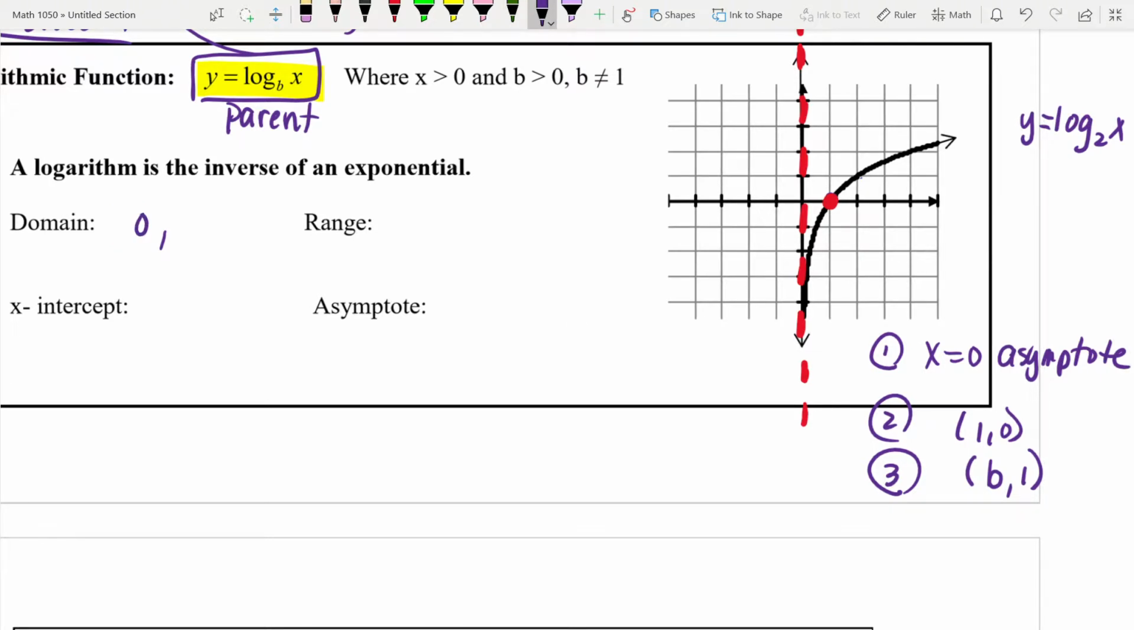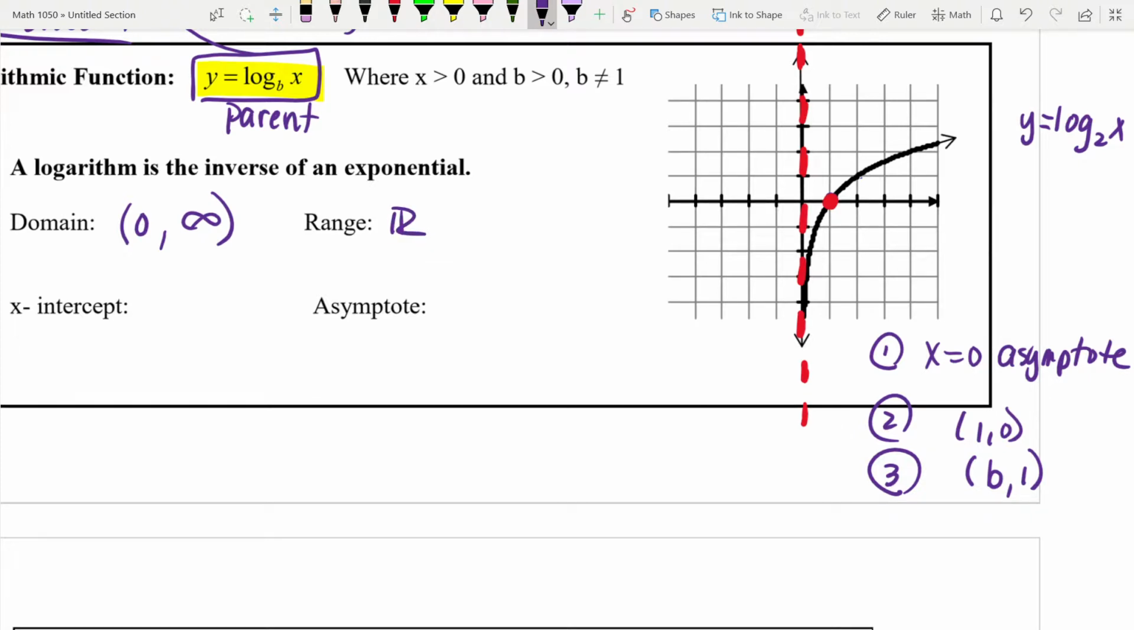Tell me how to close my 0. Is it with a parenthesis or with a bracket? It's a parenthesis because it never touches the value of 0. And then how far does it go? Forever. Range is y: start low, move up, it touches every single y. So the range is everything.